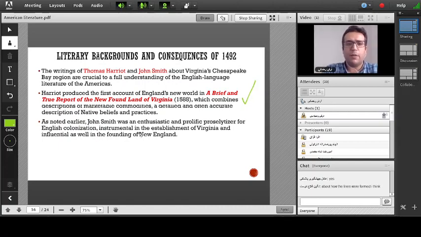The name of his book is A Brief and True Report of the Newfound Land of Virginia, which of course talks about all of the remarkable features of this new land, as well as, for example, the natives who lived there, their beliefs and their customs, and how English people tried to connect with the native people. John Smith was also another important figure who talked about this as well. And so these two important writers talked about life in New England.